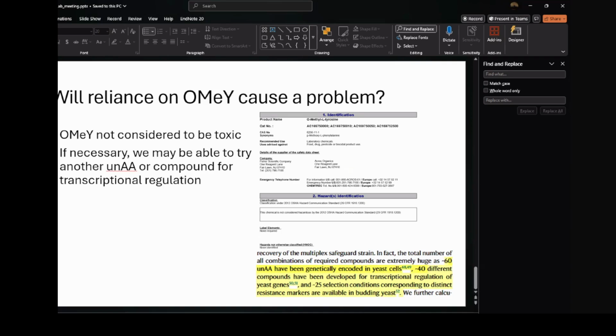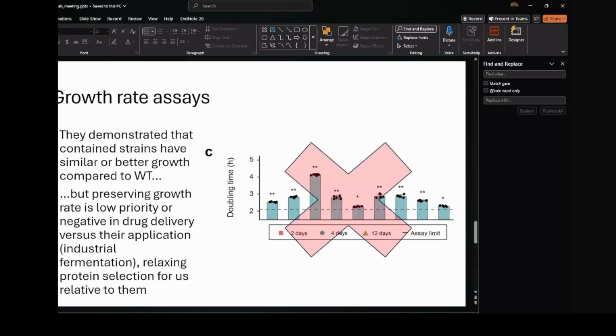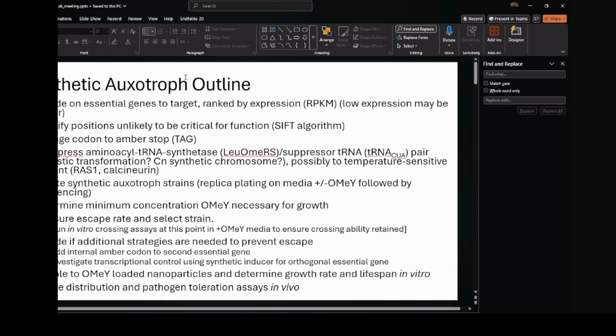So that's it in terms of what I had for my little slideshow. But yeah, just to recap, or just to go back to this slide here for reference. Quincy, you had a comment?